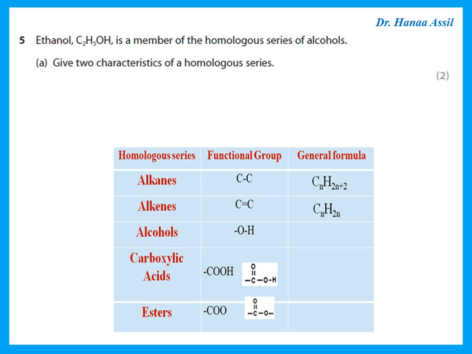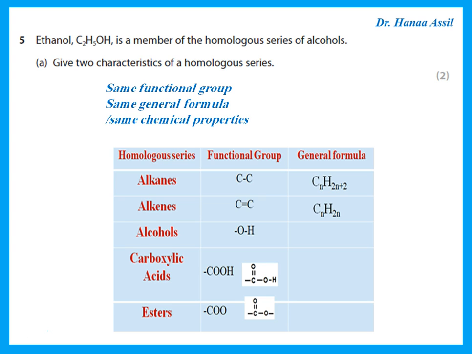Now, all the members of the same homologous series have the same what? What are the characteristics of a homologous series? We said all the members of the same homologous series would have the same functional group, same general formula. If you want a third one, then you say same chemical properties or similar chemical properties.